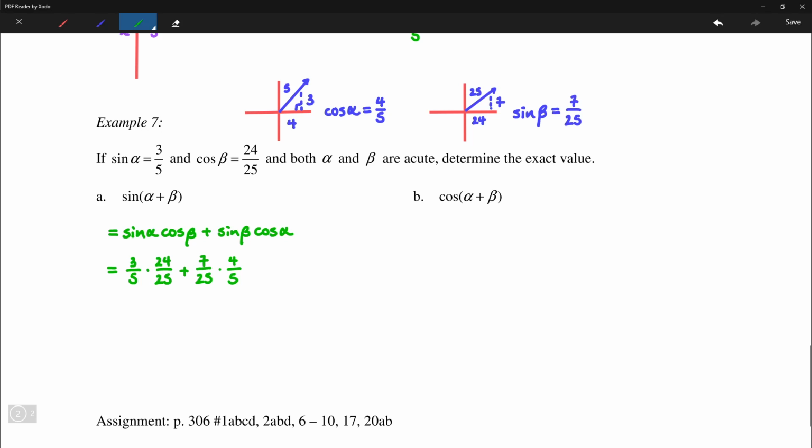So the two parts, the first part, 3 times 24, is 72. This is going to be over 125. And the second part, 7 times 4, is 28. And that's also over 125. So when we add the numerators together, that's 100 over 125, which actually simplifies to just 4 over 5.